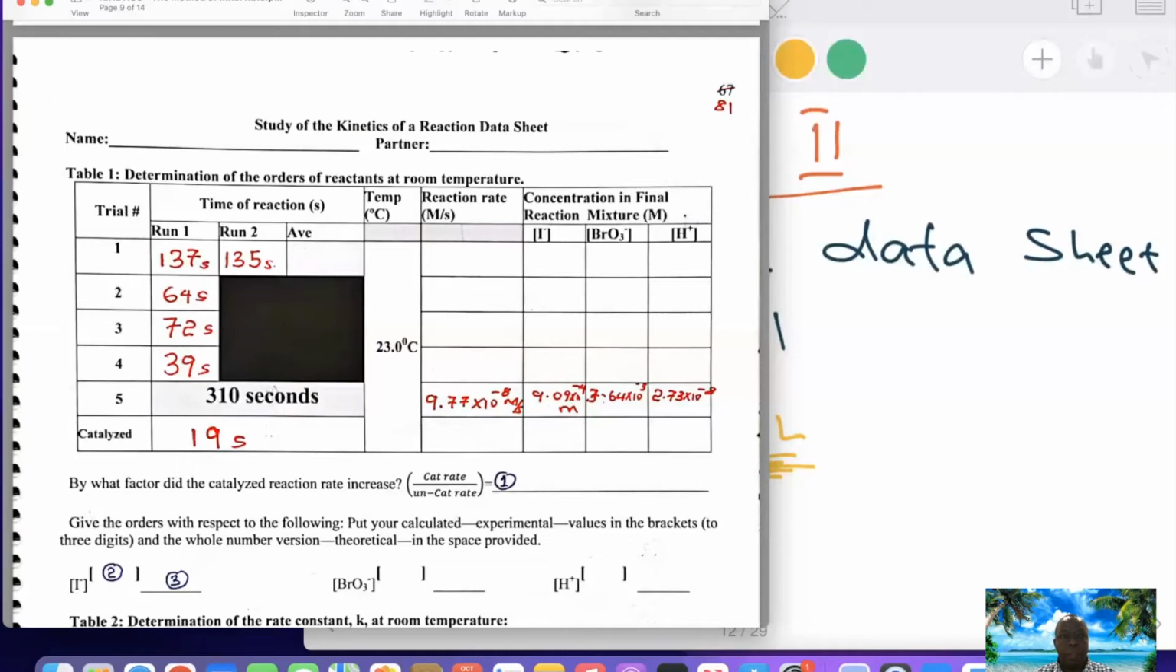Here we have trial 2, okay? This is the time it took for trial 3, 72 seconds, and for trial 4, 39 seconds.